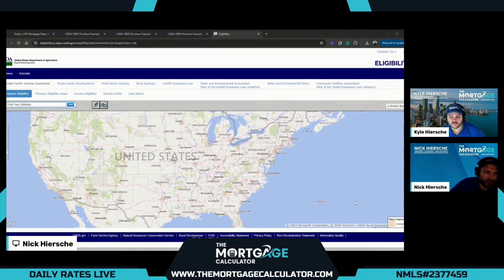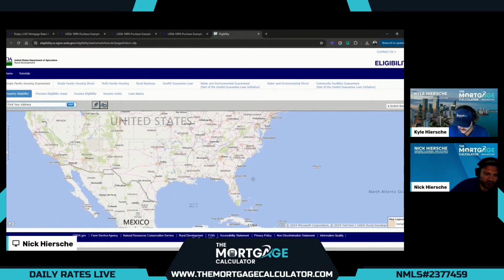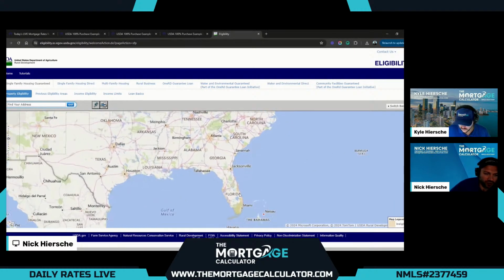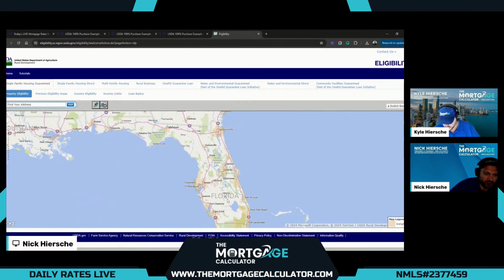So notice this is the map of the whole US. So we're talking about national programs here. USDA is eligible anywhere. So you can come here to this tool, look at property eligibility. You can type in an address, but just for example's sake, let's zoom in a little bit here. So we're in Florida, obviously. So notice the orange areas are all around the major cities.